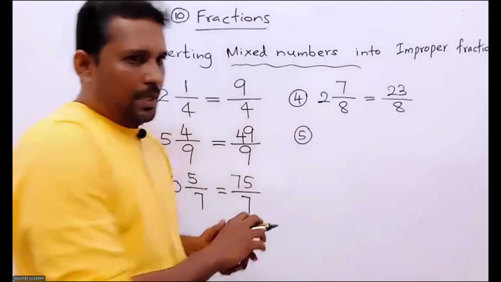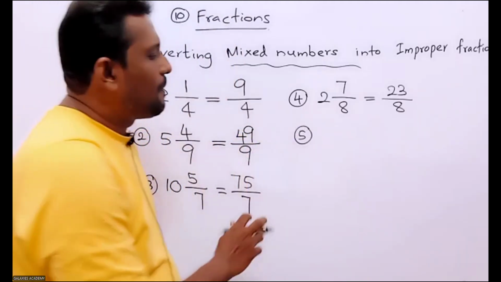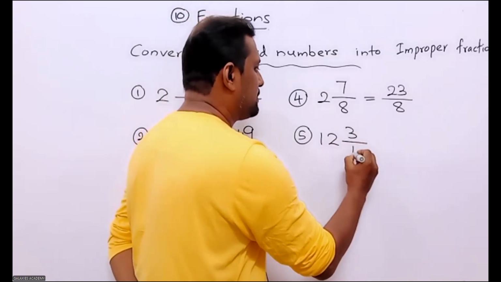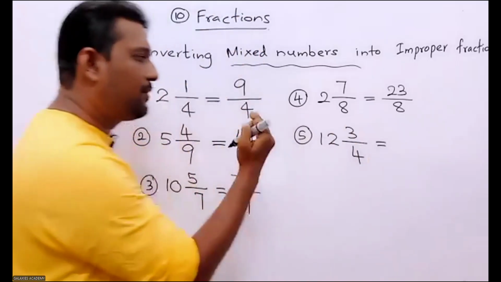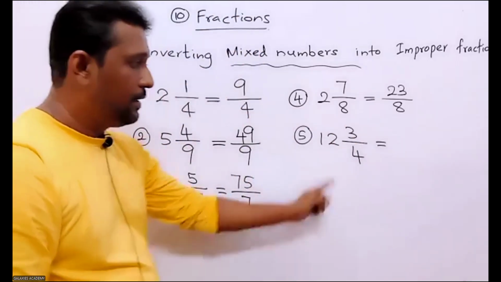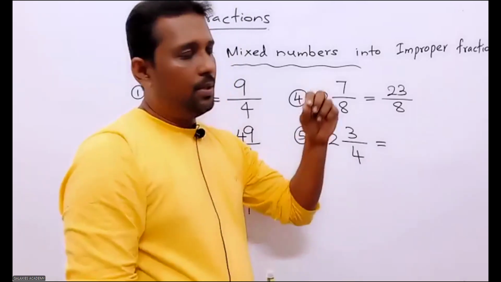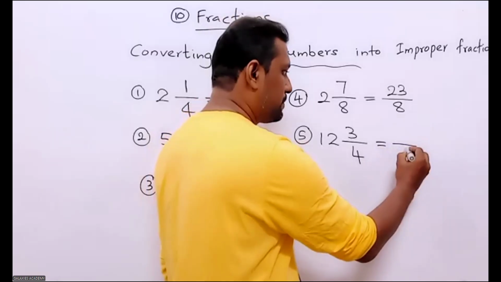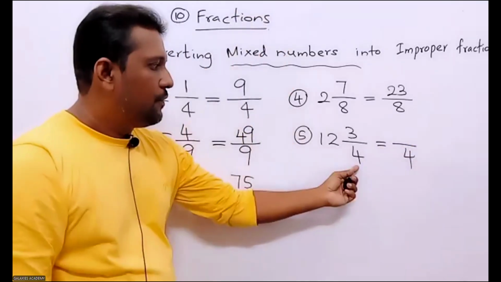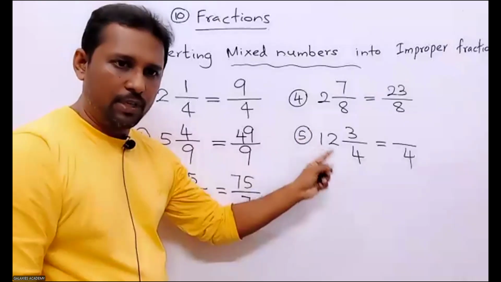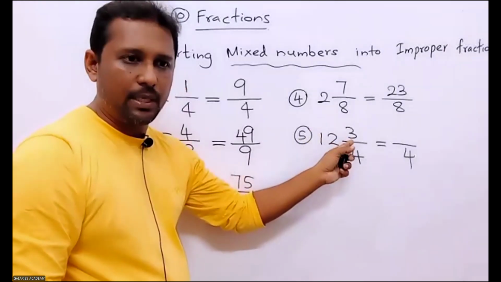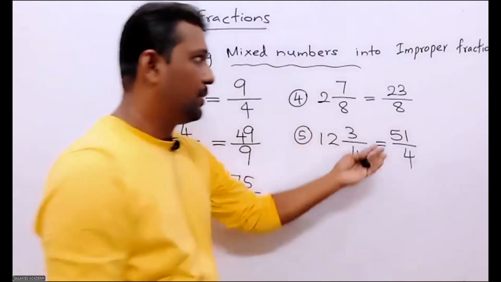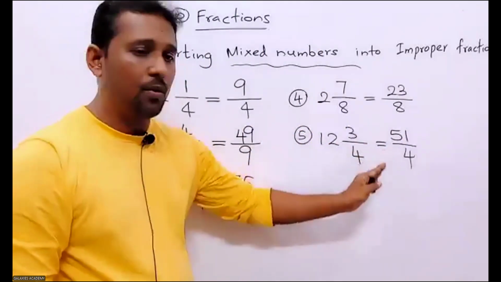The fifth one, the last one: 12, 3 over 4. The denominator is 4, so the improper fraction denominator is the same, 4. 4 multiplied by 12 is 48. 48 plus 3 is 51. So the improper fraction is 51 over 4.